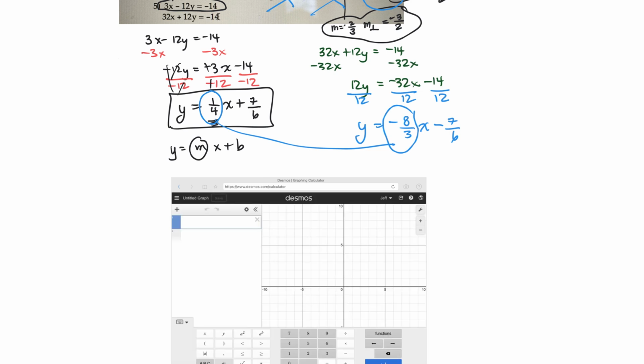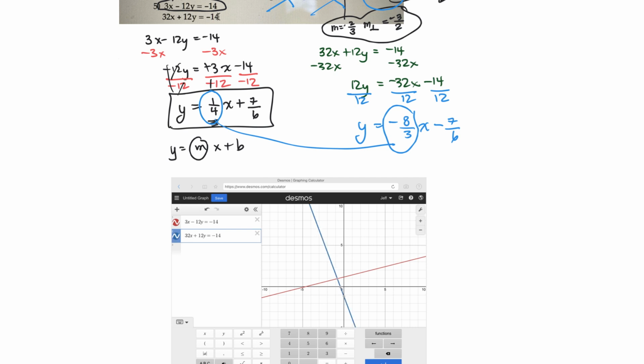I can type the equations out as they are, or I can type them as I've changed them to y equals mx plus b. I think I'll just type them as they were. So 3x minus 12y equals negative 14. Okay, there's the first line. Second line, 32x plus 12y equals minus 14.